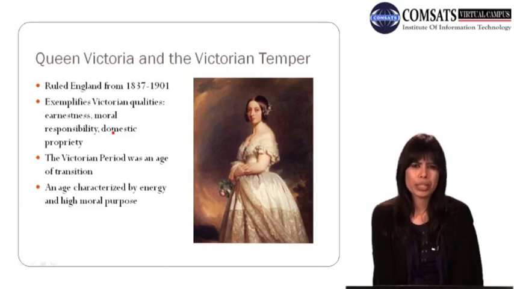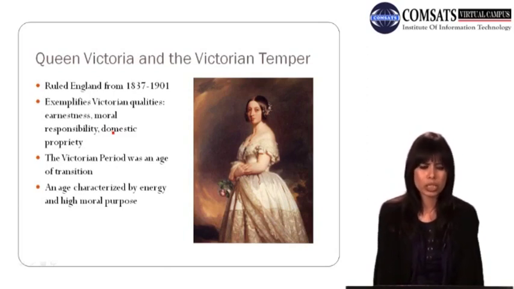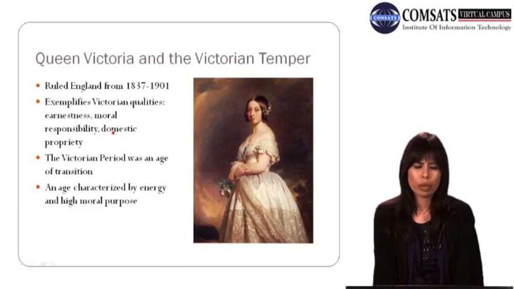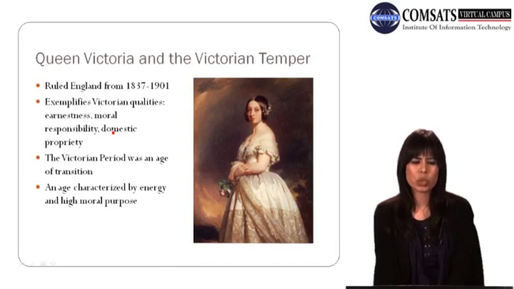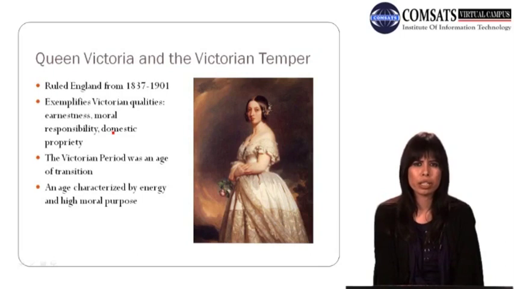She exemplifies Victorian qualities. These are the Victorian qualities: earnestness, moral responsibility, domestic propriety, which is domestic modesty as well, and moral responsibility. Here you can see the focus is on earnestness, on morality, on domestic issues.